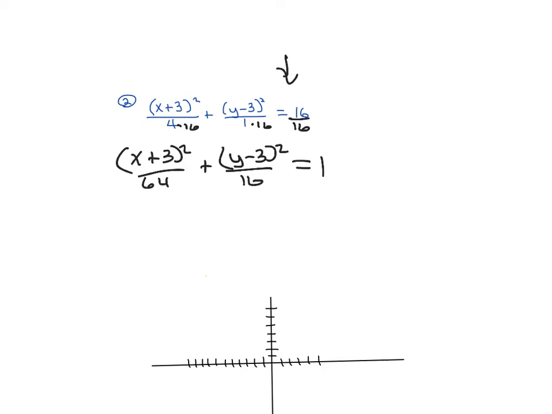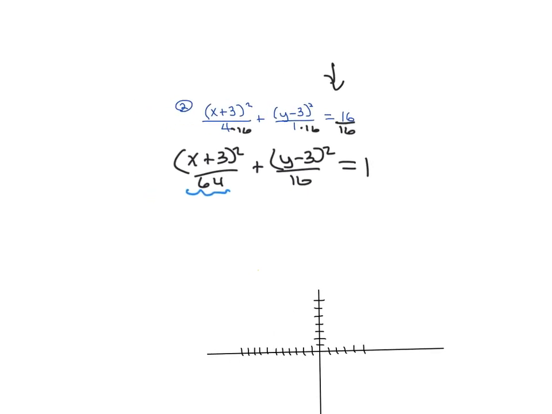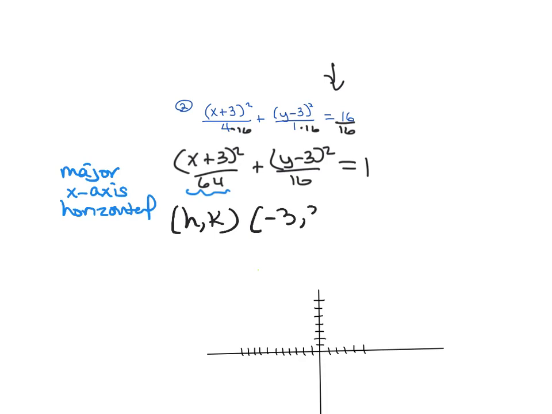I'm looking for the bigger number. My bigger number is the 64. So this tells me my major axis is going to be the x-axis, so this is horizontal. Now, again, what we need to do is find the center. So I'm pulling out my h, k. My center point is going to be -3, +3. This is the center.